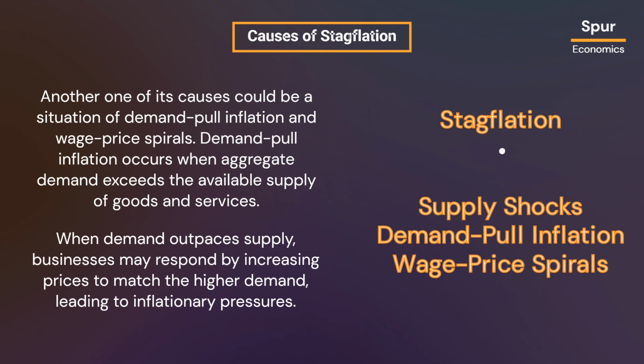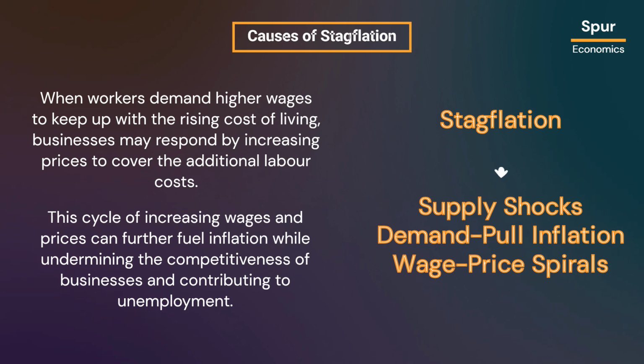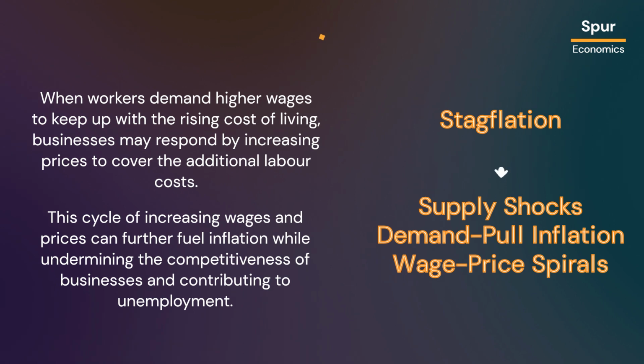Another one of its causes could be a situation of demand-pull inflation and wage price spirals. Demand-pull inflation occurs when aggregate demand exceeds the available supply of goods and services. When demand outpaces supply, businesses may respond by increasing prices to match the higher demand, leading to inflationary pressures. When workers demand higher wages to keep up with the rising cost of living, businesses may respond by increasing prices to cover the additional labor costs. This cycle of increasing wages and prices can further fuel inflation while undermining the competitiveness of businesses and contributing to unemployment.